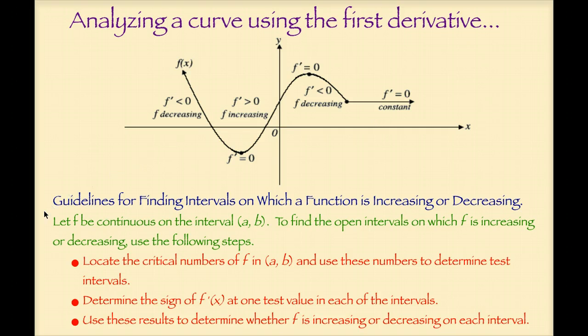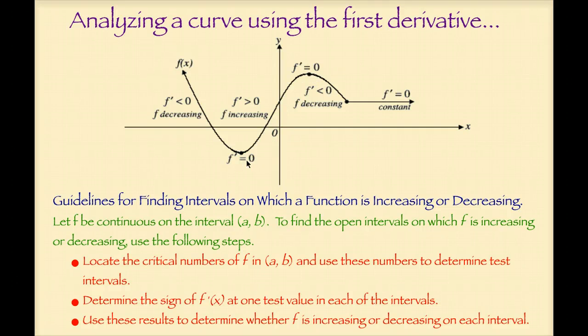So this leads us to guidelines for finding intervals on which a function is increasing or decreasing using the first derivative. Let f be continuous on the interval (a, b). To find the open intervals on which f is increasing or decreasing, use the following steps. First, locate the critical numbers of f in the interval (a, b) and use these numbers to determine test intervals. We learned how to find critical numbers in the last unit. Those are the places where the first derivative is equal to 0 or undefined.